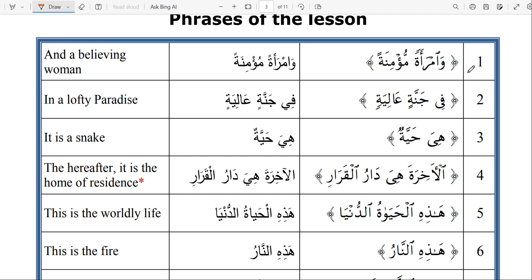Now in the first phrase, or the first example, as you can see, وَامْرَأَةً مُؤْمِنَةً. Here the alif actually looks like an alif, but it's not. You cannot call this letter an alif. It is a hamza. All the details I will give in the video for the letter hamza, but right now I'm not going into detail. Just know that this is not the letter alif. This is the letter hamza, and it is called hamzatul wasl.